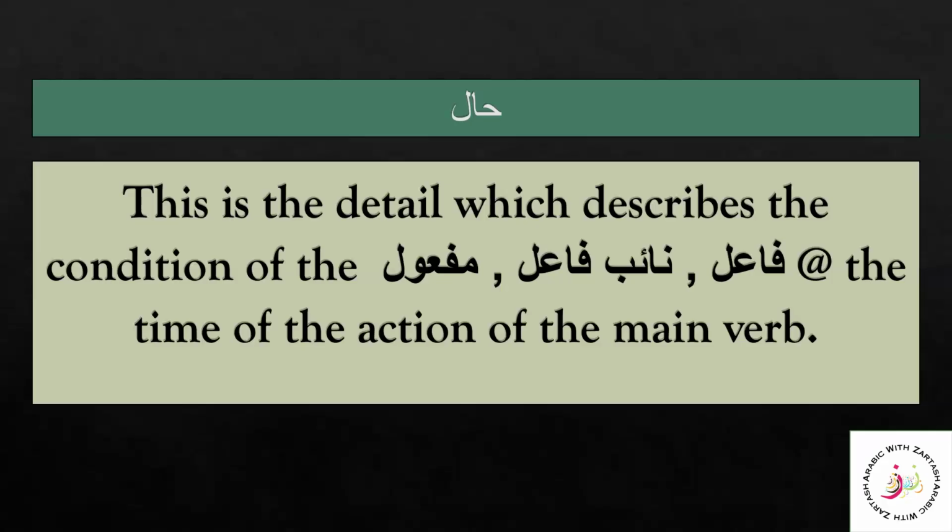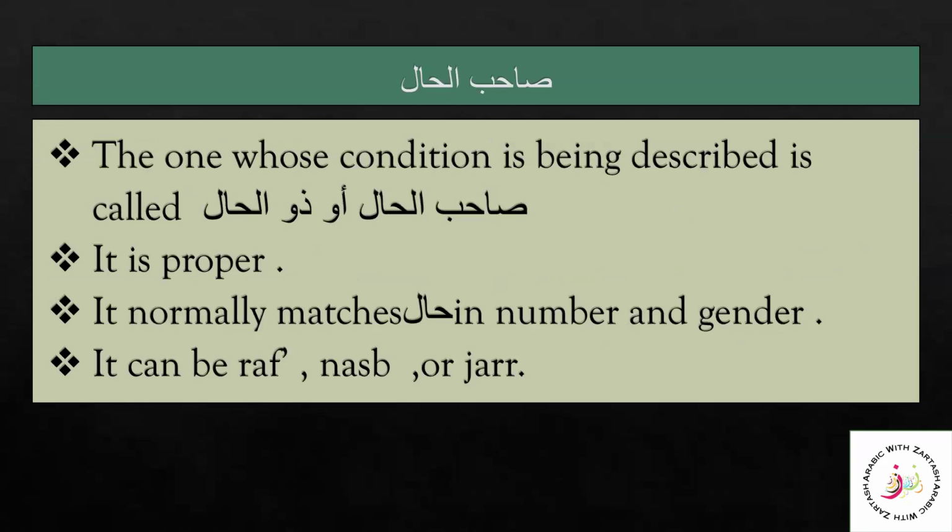So again, hal is another detail which is in the state of nasab. It is very important to learn to differentiate between hal and maf'ul. Again, as mentioned, it describes the condition of the maf'ul, naib fa'il or the fa'il when any action is taking place. So let's learn about hal. The first thing we learned is that it describes the condition of the subject or an object at the time of the action, and it is extra information. Without it, the sentence is still complete, but sometimes it is needed, because although the sentence is complete, the meaning is incomplete, and that is when we need a hal in a sentence. So it is extra information.